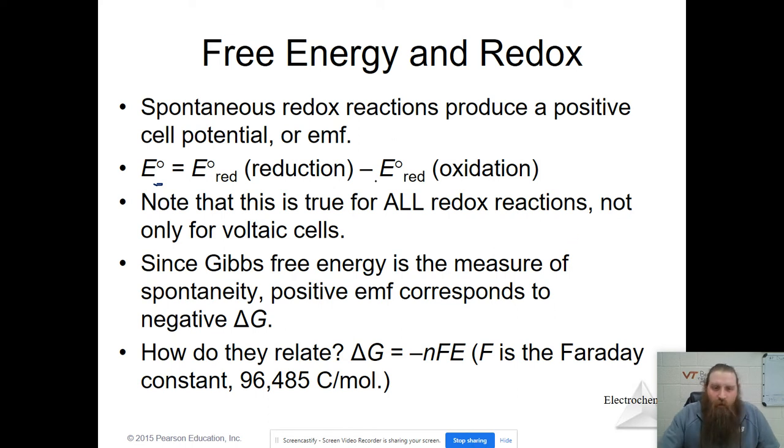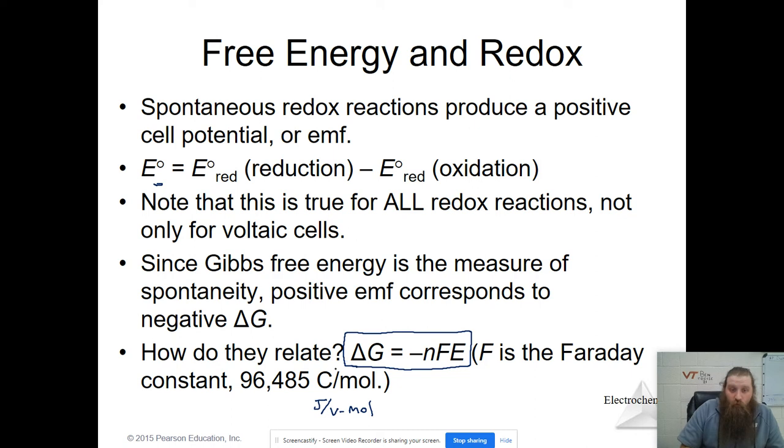Now, we know that Gibbs free energy is the measure of spontaneity. And so a positive EMF is going to correspond with a negative delta G. And this is the equation that relates those two ideas. F here is the Faraday constant, which is 96,485 coulombs per mole, which is often written joules per volt-mole. That's the same way we can write that because we know a coulomb is a joule per volt.